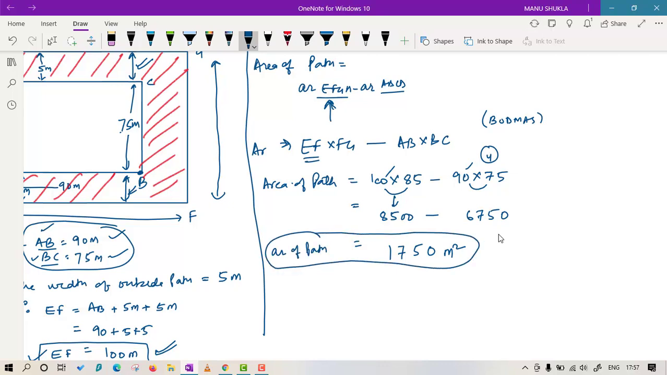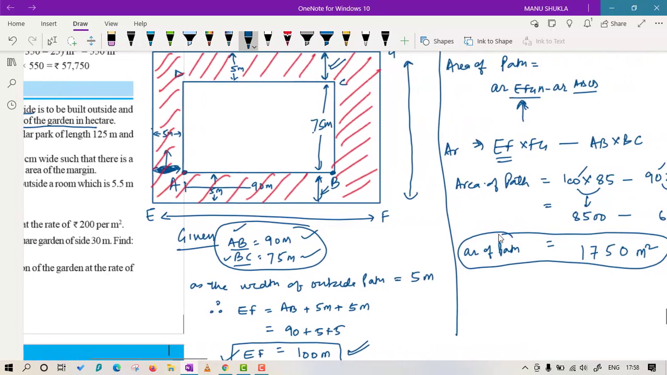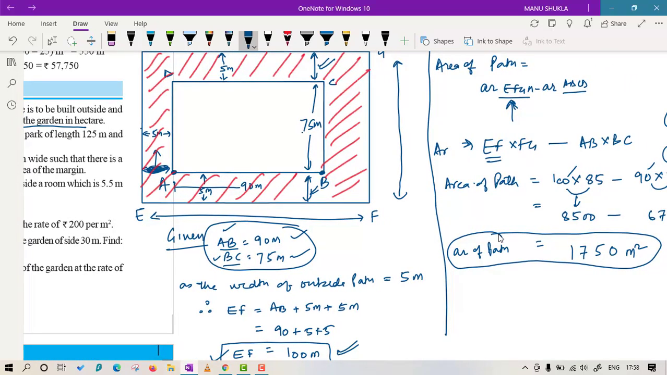Now what I was saying is, in this case the calculation was not that tough, but sometimes it is very tough, so better you take something common and reduce the values. So let's see the next question now. One more thing, they are saying also find the area of path, we are done. Also find the area of garden in hectare. So garden is only ABCD. So we are done with the area of path. Now we have to find the area of garden first and then convert it into hectares.